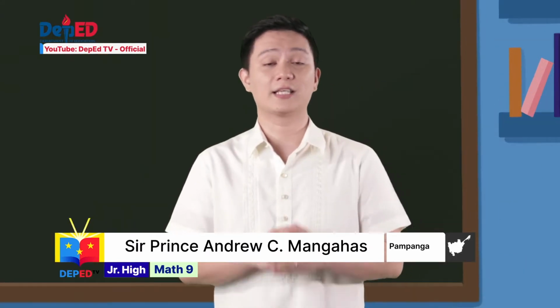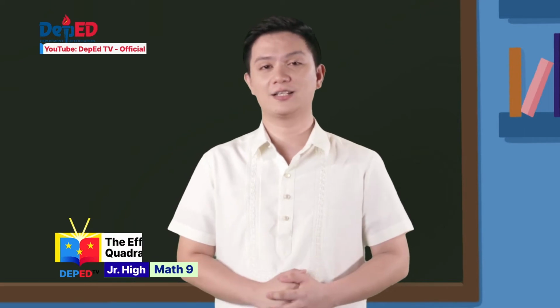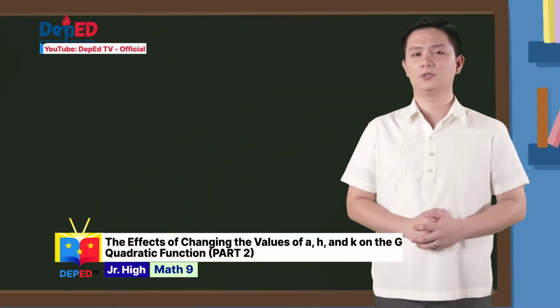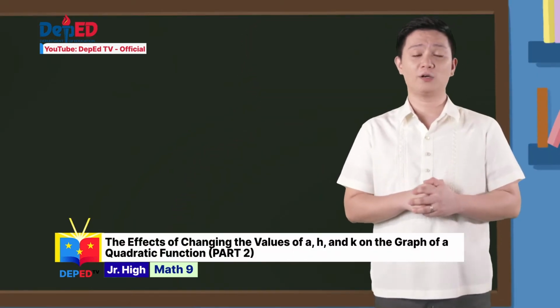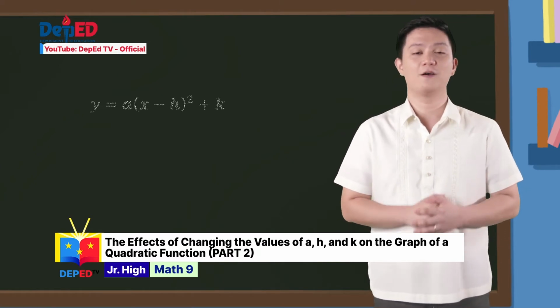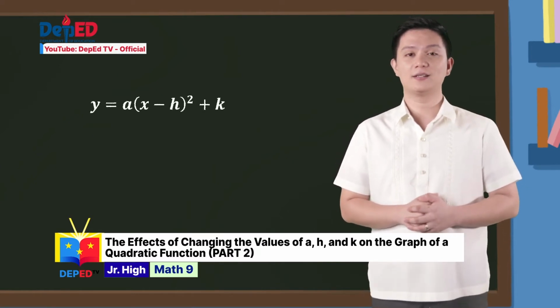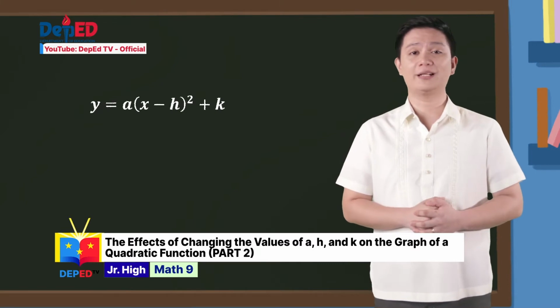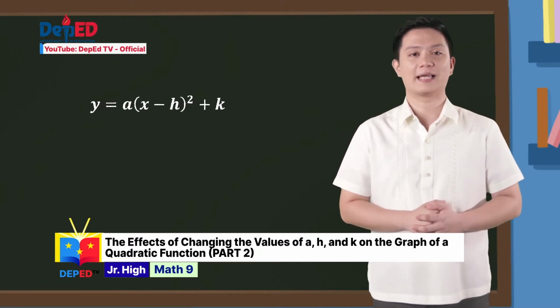Today's lesson is a continuation of what was discussed in the previous episode. Recall that the vertex form of quadratic functions is given by y equals a times the square of the binomial x minus h, plus k.